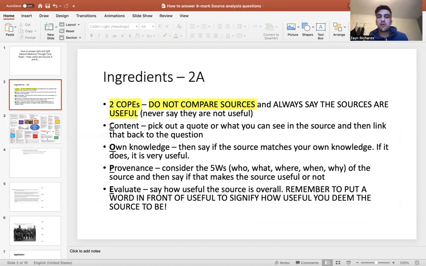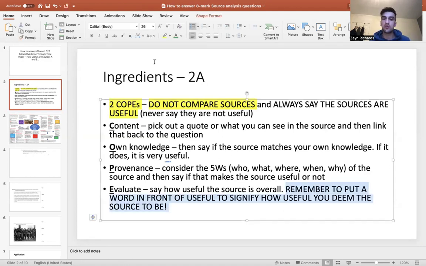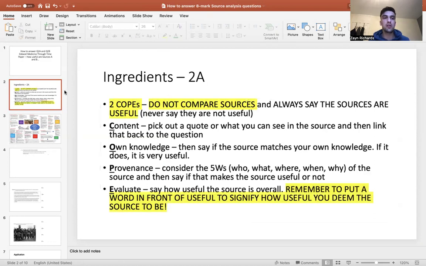So for content, you want to pick out a quote if it's a written source, or if it's an image source, you want to pick out what you can see, and then link that back to the question. O stands for own knowledge, so link the source back to your own knowledge. If it matches, that means the source is useful. Provenance: have a look at the caption and then think about the 5 W's: who, what, where, when, why. You do not need to do all of them. You only need to consider one or two of them, and then think about whether that makes the source useful or not. And then finally, evaluate. So say how useful the source is overall, but remember to put a word in front of 'useful' to signify how useful. So you might say partly useful, somewhat useful, very useful, and so on.